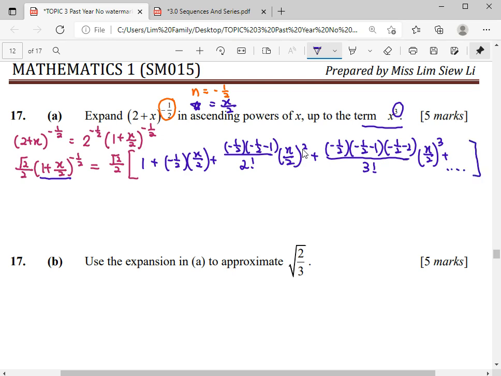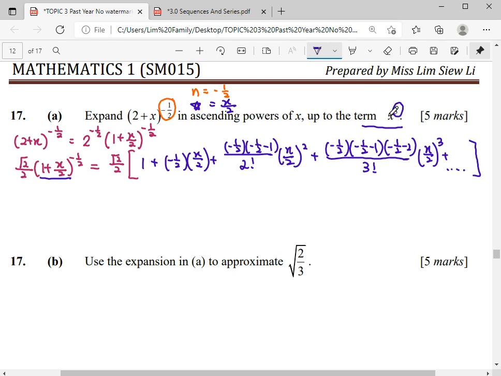It means we still have power of 4 divided by 4 factorial, power of 5, power of 6, because this is a series, a pattern of numbers. But we just present up to x to the power of 3 only. The rest of it we do not present. We have to follow the question.